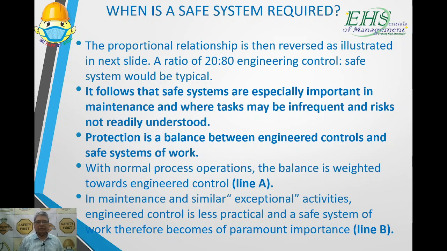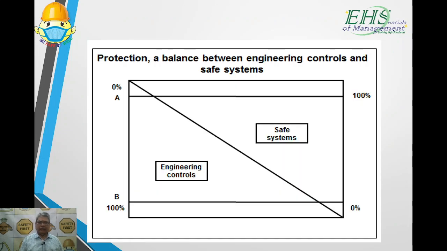In maintenance and similar exceptional activities, engineering control is less practical and a safe system of work therefore becomes of paramount importance. So there are line A and line B like this. So when you are doing non-routine operation, you rely more on safe systems, and when you are doing routine operation, you rely more on the engineering controls. So it is the 80-20 formula suggested by the experts.